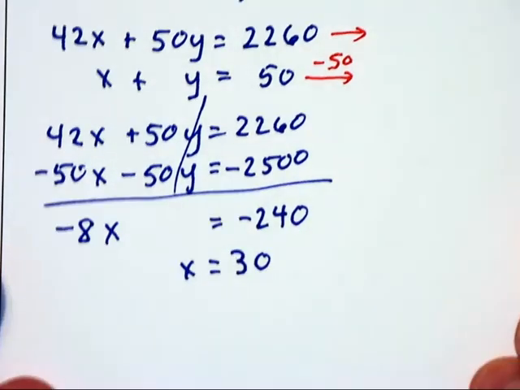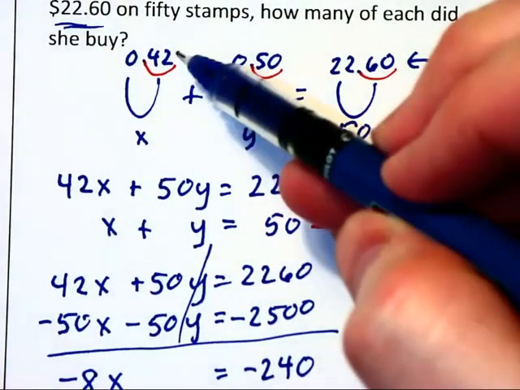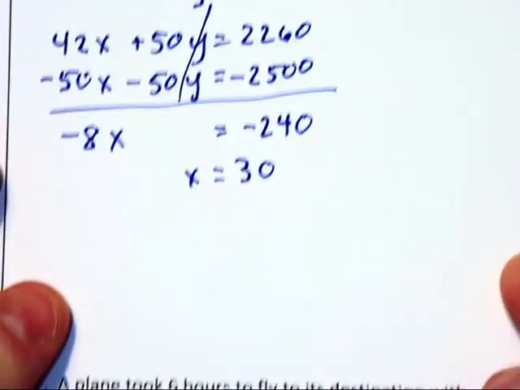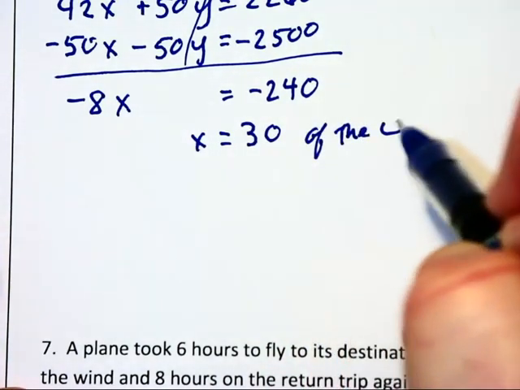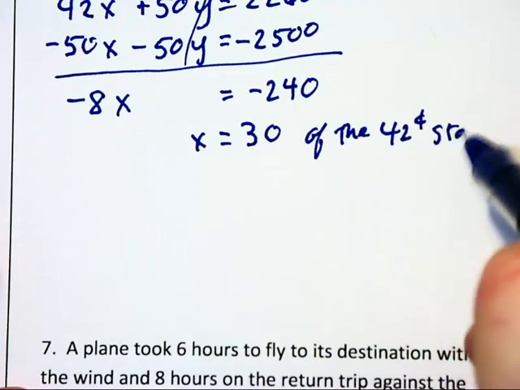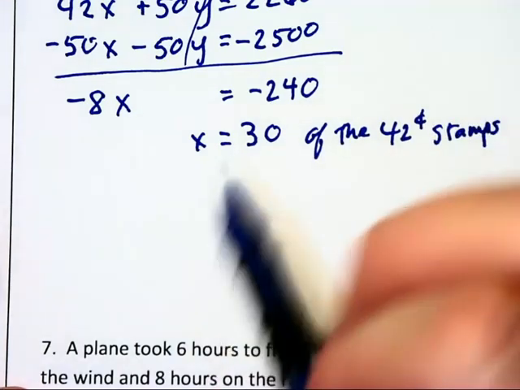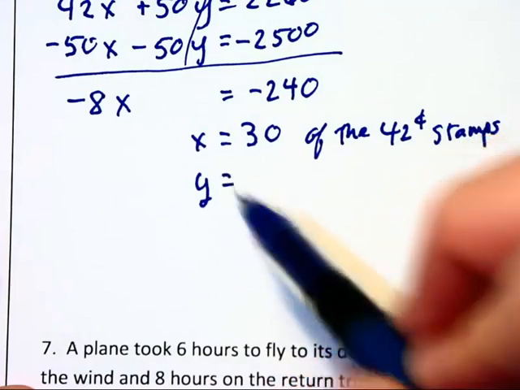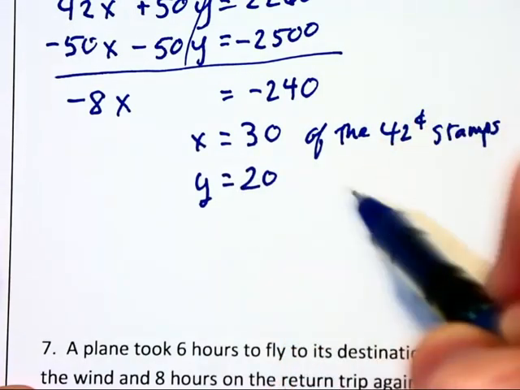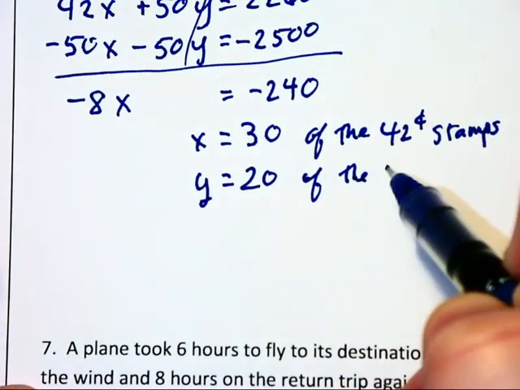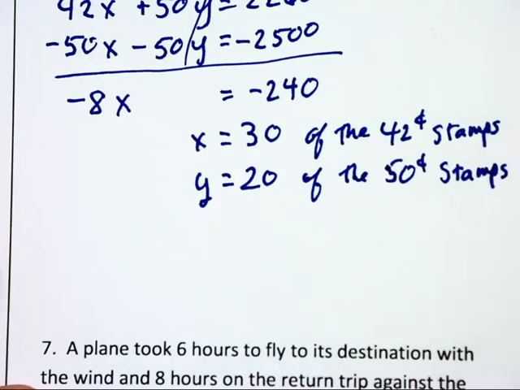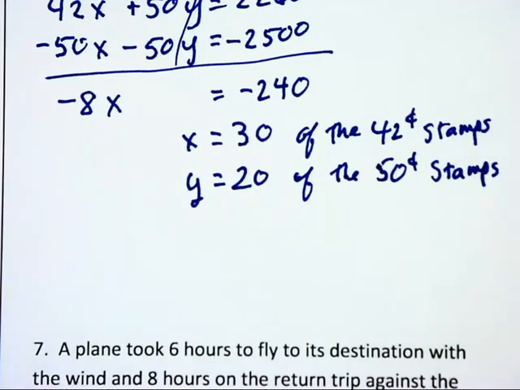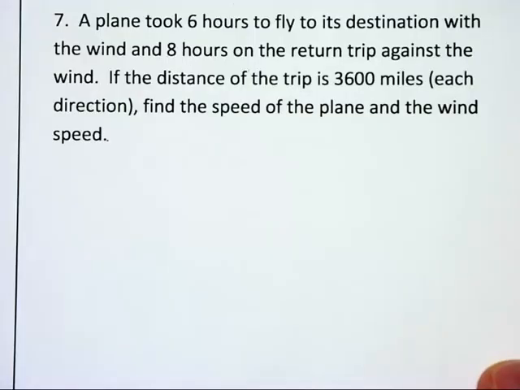Now what is x? X is the number of 42-cent stamps. So x equals 30 of the 42-cent stamps. Now we need to find a y value to go along with that. We know that x and y add up to 50, so y must be 20 of the 50-cent stamps. And that would then be our solution, and you can verify that everything works out so that she spent a total of $22.60.